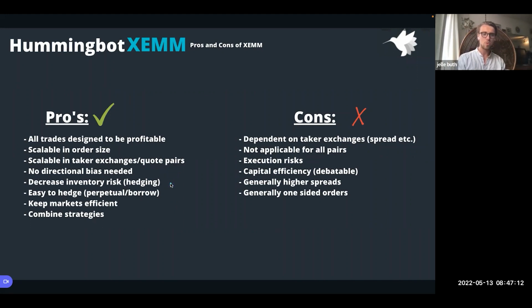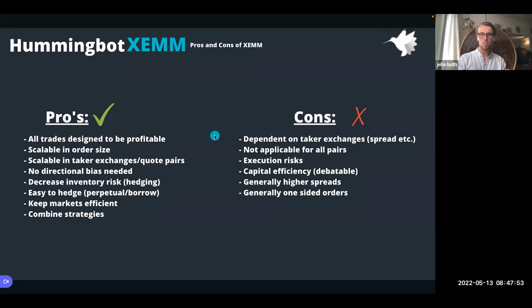You don't have a lot of inventory risk because you're always buying and selling at the same time, in theory. But as I talked about before, this is not always the case, because there's also some execution error. And it's really easy to hedge, because in theory, you would always have the same base asset, because you're buying and selling at the same time. You're trading delta neutral. So you can easily hedge your funds on a perpetual exchange by short selling, or you can borrow tokens and then use those tokens to market make on a specific exchange. You also help keep markets efficient, because you make sure that prices are closely connected together, which is important, and you can easily combine strategies.